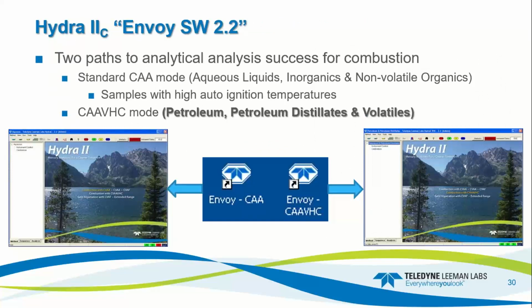The software. So we have 2 paths for analytical success. We have our standard combustion atomic absorption, and then we also have VHC, which is volatile hydrocarbon. So the difference between these two is CAA is for aqueous, inorganics, and non-volatile samples with high auto-ignition temperatures. The CVAA, VHC mode is for samples that are volatile and have low auto-ignition temperatures. So this side of the software strictly monitors the injection temperature within the combustion zone.